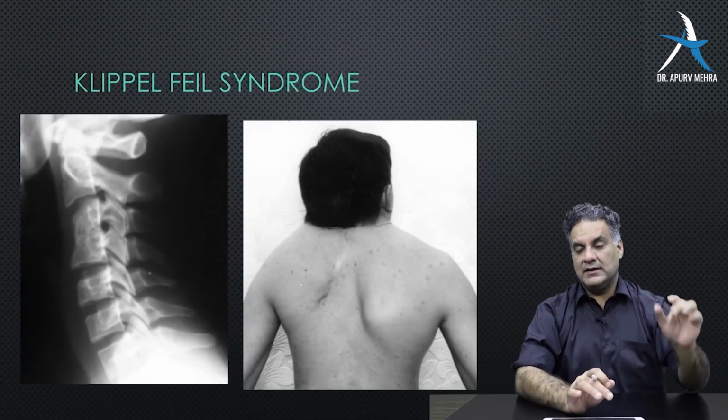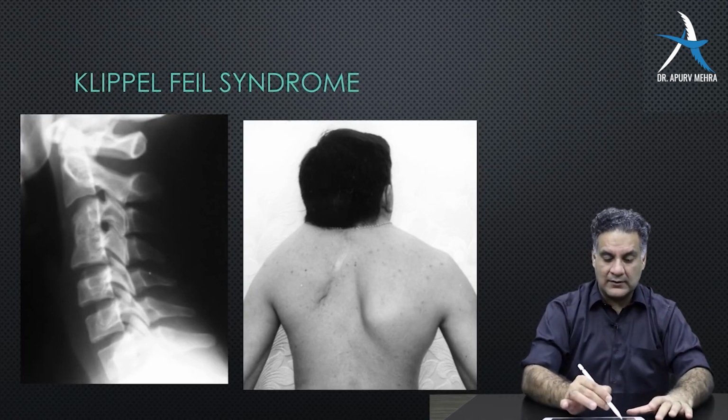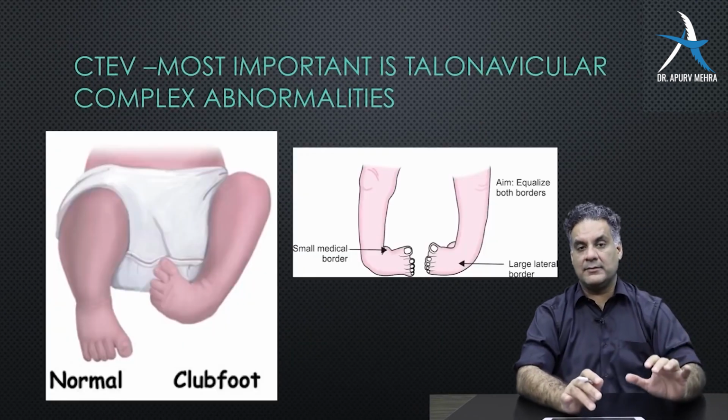So when you look at this image which came last year, this is a short, webbed neck, low posterior hairline and restricted neck movements, which occurs because of the fusion of the cervical vertebra.